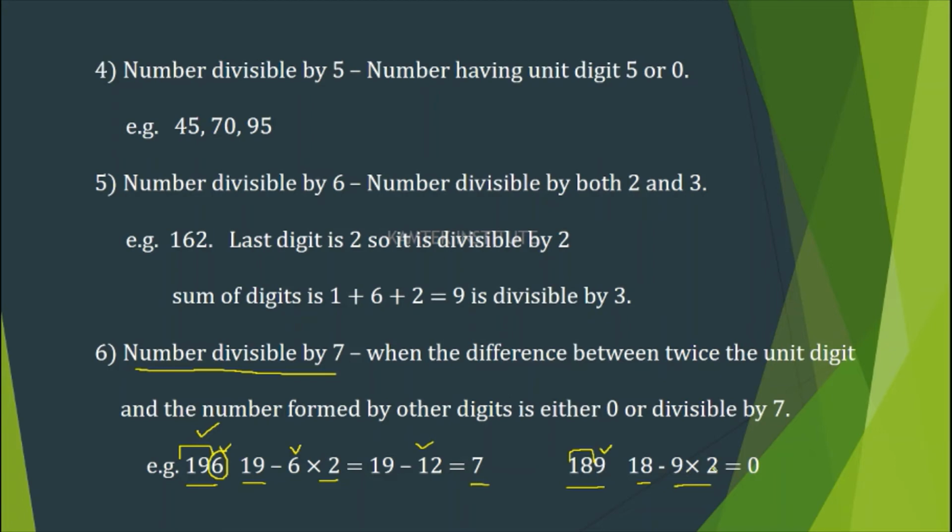9 into 2 is 18 again. So 18 minus 18 is 0. So since the difference is 0 over here, again this number will be divisible by 7. I hope it is clear to you all.